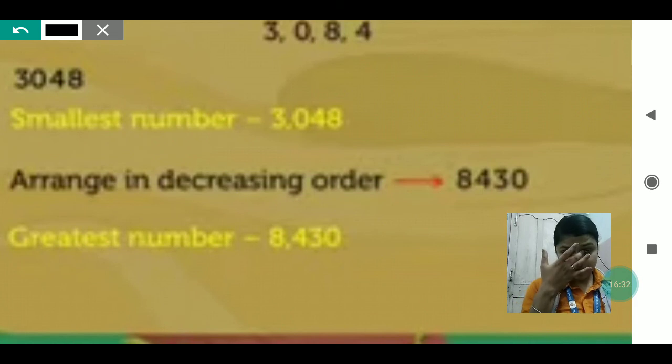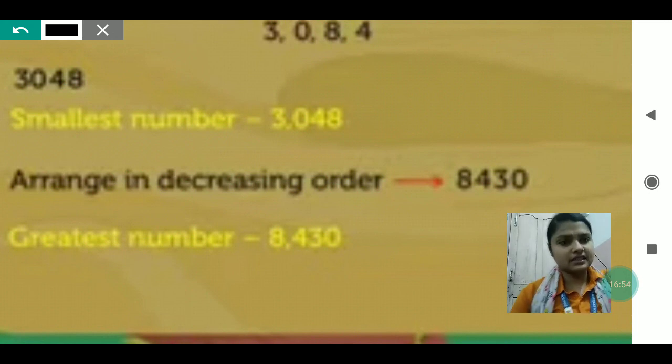The next one, if we have to form the largest 4-digit number, then what we will do? We will write the greatest number first, that is 8. Then after that, 4 is the number which is coming. We will write 4, then 3, and then 0. In this way, we can find the greatest 4-digit number by using the given digits.